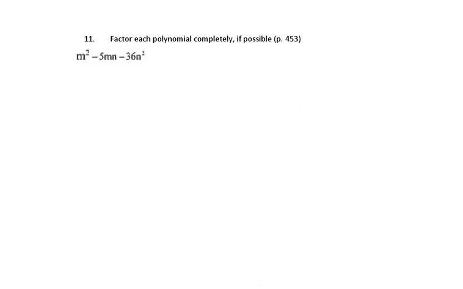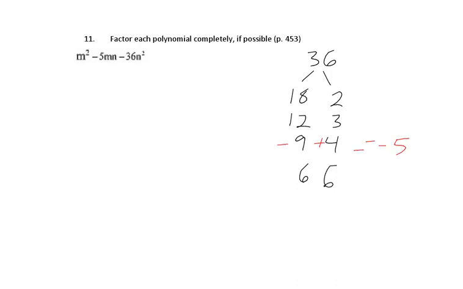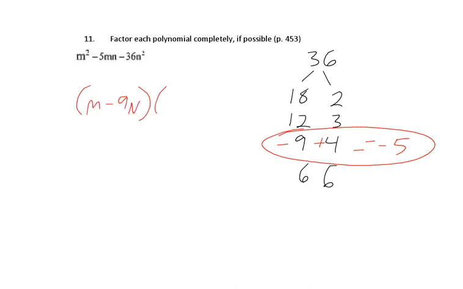Question 11. So the last number is 36. Numbers that make 36 can either be 18 and 2, or 12 and 3, or 9 and 4, or 6 and 6. I like 9 and 4 because negative 9 plus 4 is negative 5. So we will have m minus 9n and m plus 4n.